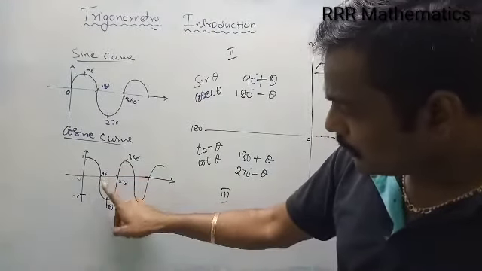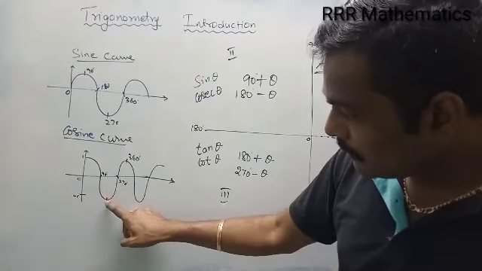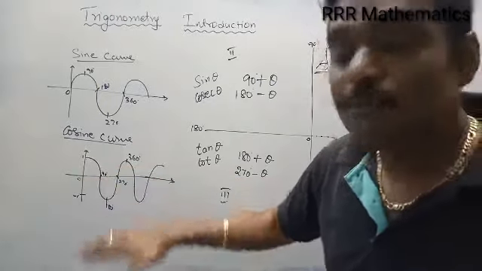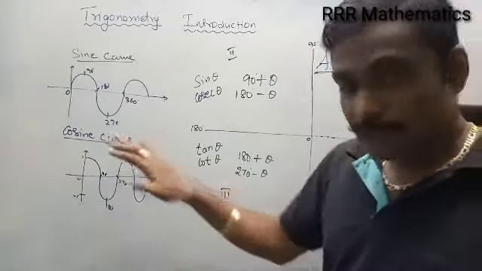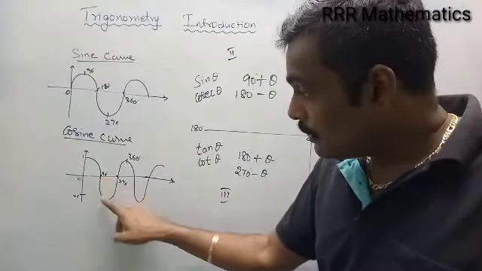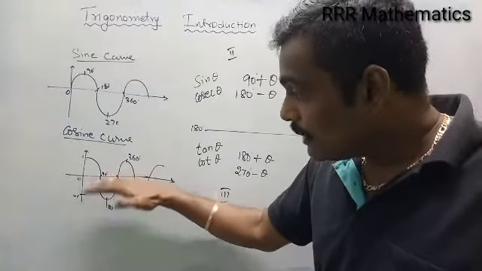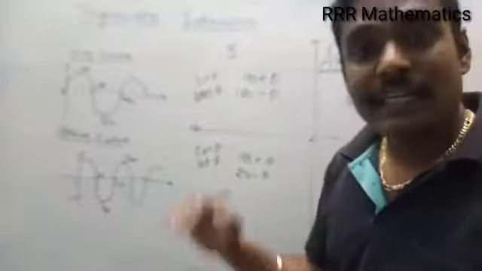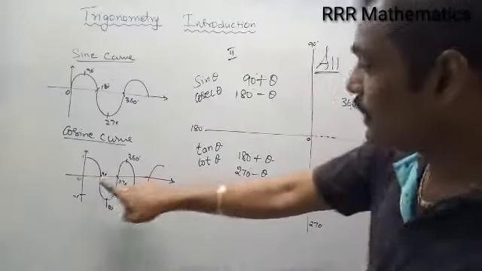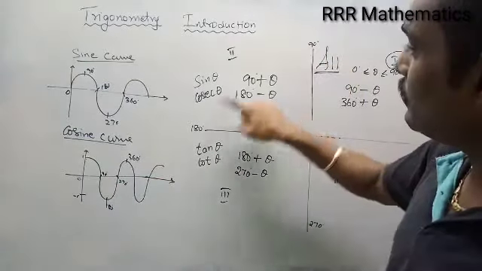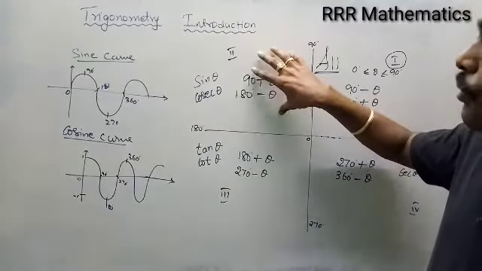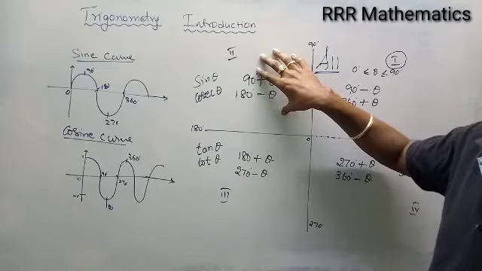And see the same cosine curve. 90 degree, 180 degree, 270. From 90 to 270, the value lies below the x-axis. Below the x-axis means what? It gives a negative value. So, after 90 till 270, in the second quadrant and third quadrant, cosine is negative.